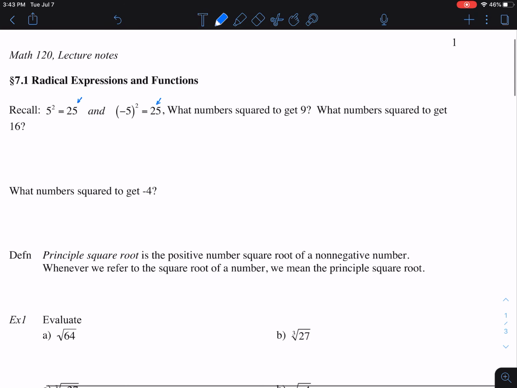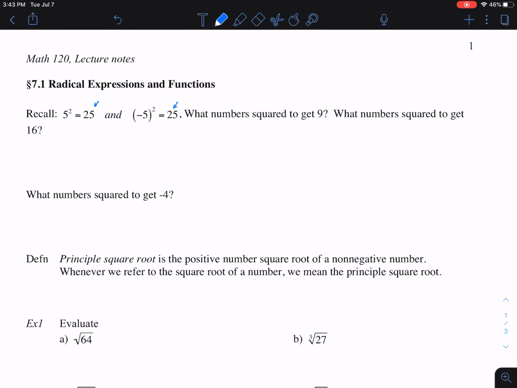So if the question asks what numbers square to get 9, that's asking what number x squared gives 9, right? When we solve an equation like this, we know the answer we're looking for is both positive and -3. Or what numbers square to get 16? Well, we know two numbers that square to 16 are positive 4 and -4.